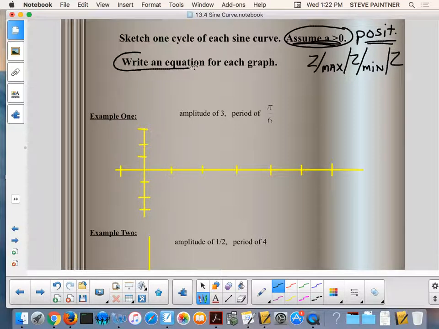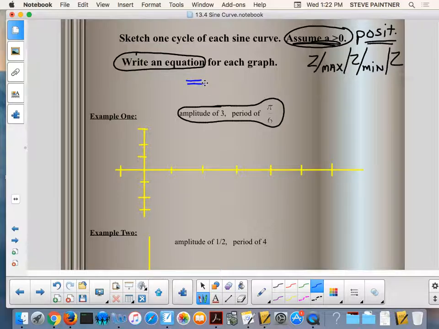Now, here's the big thing. Write an equation for each graph. Well, here's your information right here. Here's all the information you have. But you better know what your equation looks like. So we better write this down. Every equation will be y equals what? A times sine of b theta. All I ask you to do is put a number in for A and put a number in for B, and you're done.